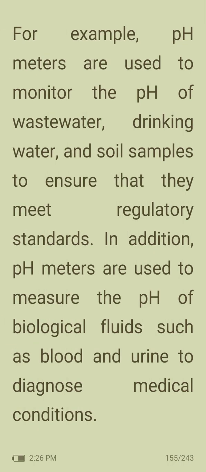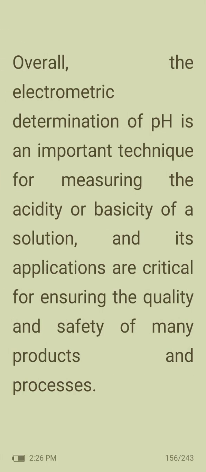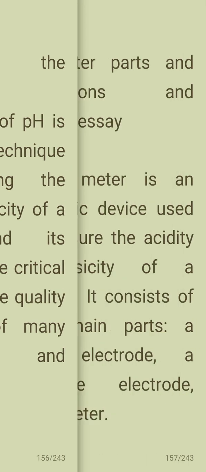For example, pH meters are used to monitor the pH of wastewater, drinking water, and soil samples to ensure that they meet regulatory standards. In addition, pH meters are used to measure the pH of biological fluids such as blood and urine to diagnose medical conditions. Overall, the electrometric determination of pH is an important technique for measuring the acidity or basicity of a solution, and its applications are critical for ensuring the quality and safety of many products and processes.